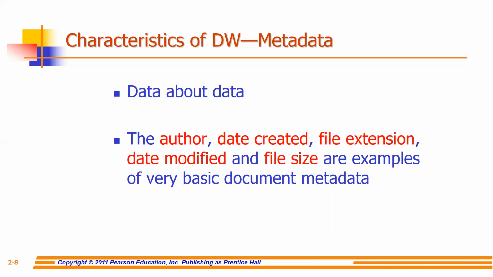The name of the author, the date created, the file extension, the modification date, the file size, these are examples of metadata. A file can be identified by these characteristics. So these are the characteristics of the data stored in a file, and we can call it by the term metadata.